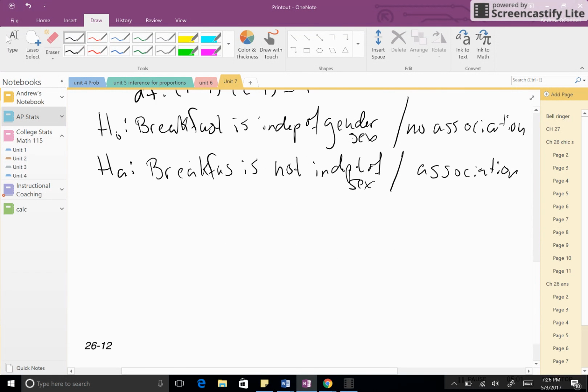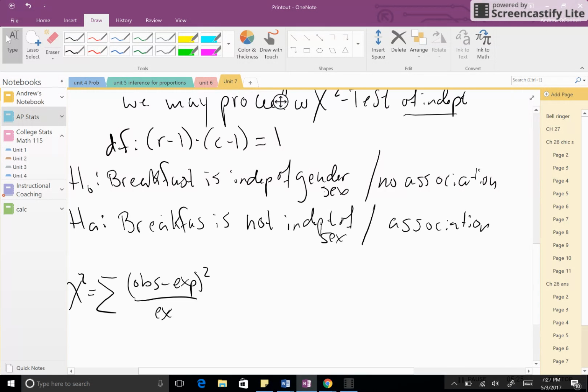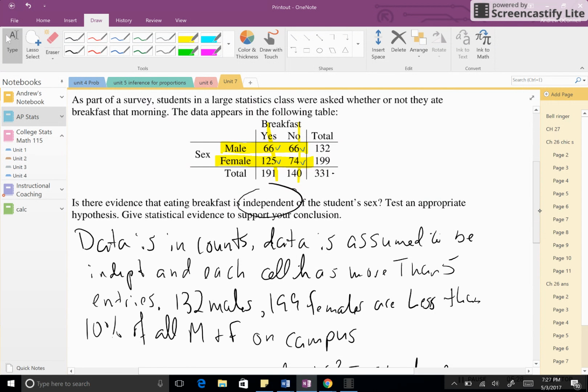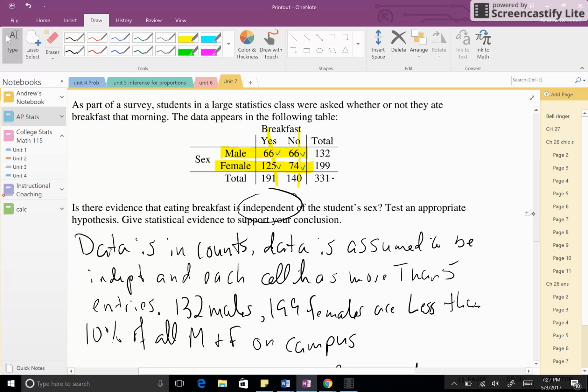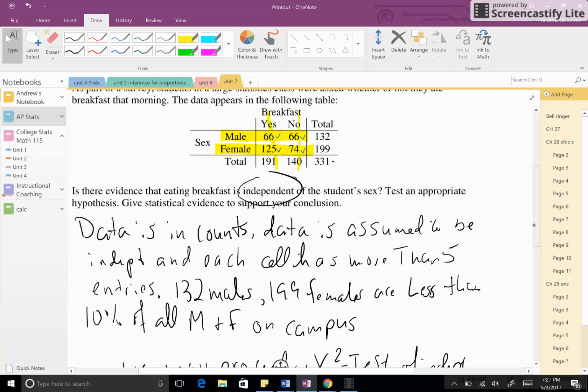To find a chi-squared statistic, I'm really going to tell you to just use the calculator. But chi-squared is the sum of all of the observed values minus the expected values, squared, divided by the expected value. Let me scroll up really quick. All of these up here are the observed values. We need to find the expected values.